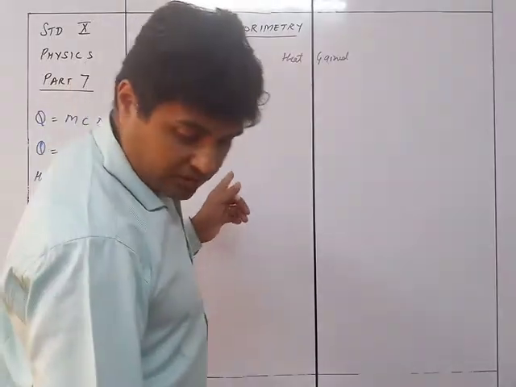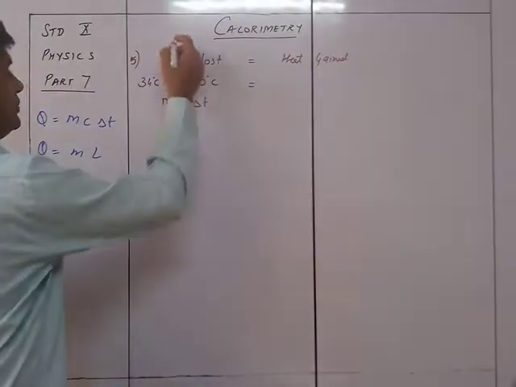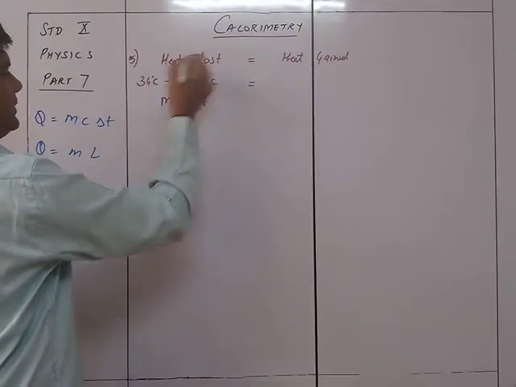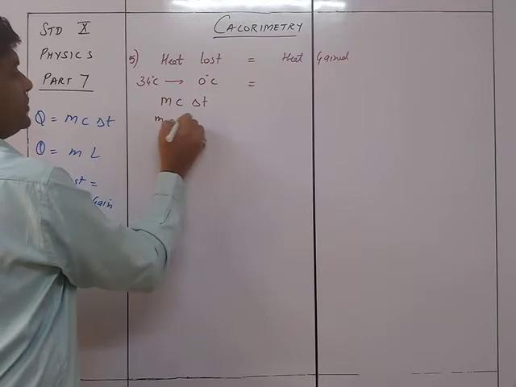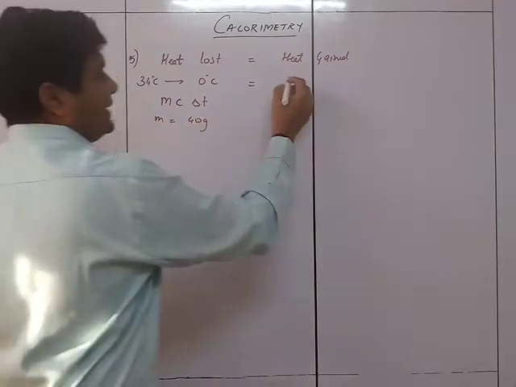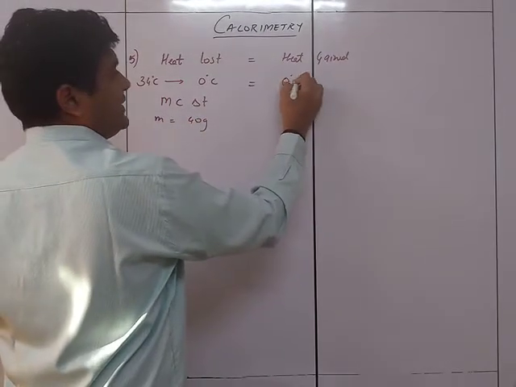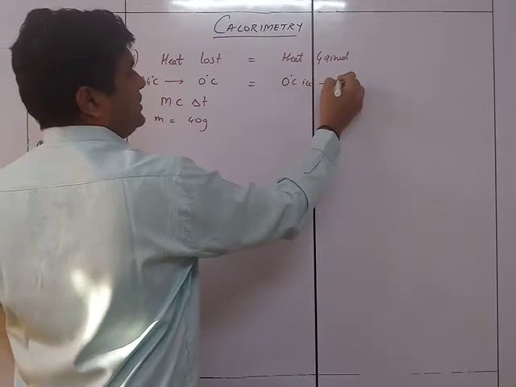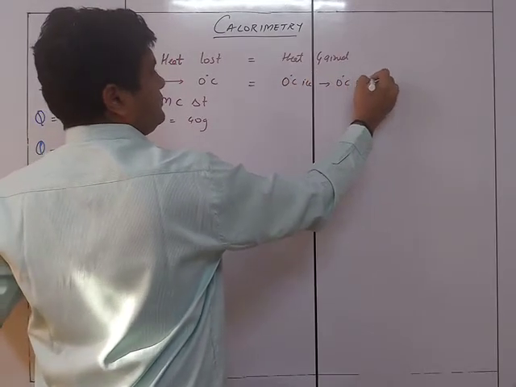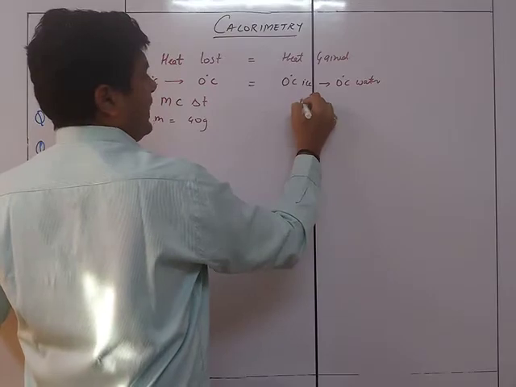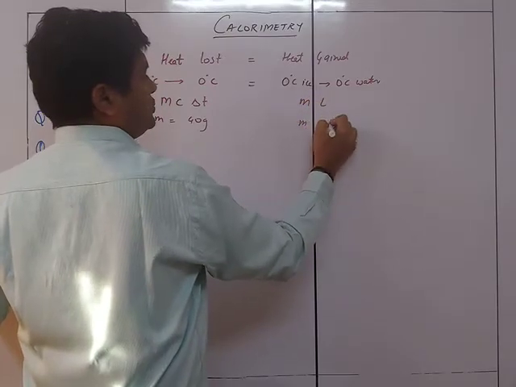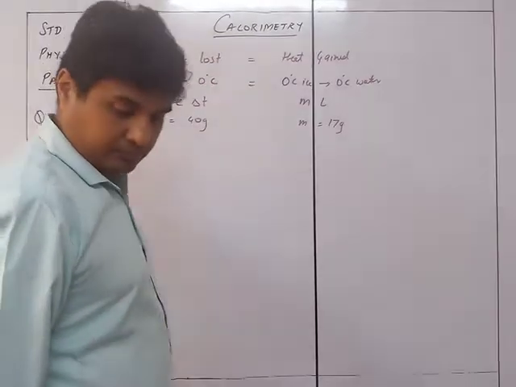Over here, this was how many grams? 40 grams. So m is 40 grams. So I'll write, m is equal to 40 grams. Here it is 0 degrees Celsius ice to 0 degrees Celsius water. So ml, where m is equal to 17 grams.